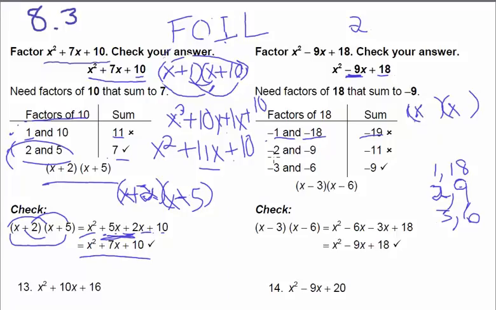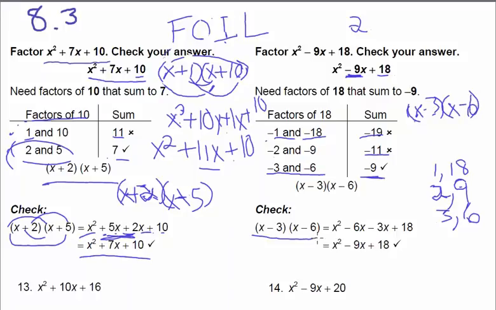If I add those together, I get negative 11. That's not right yet either. And then finally, if I did negative 3 times a negative 6, I would get a positive 18. And if I add negative 3 plus negative 6, I do indeed get the negative 9 that I wanted. So then, because they're both negative, I'll put a minus 3 in my parentheses and a minus 6 in my parentheses. And then the last step, of course, is to check it.